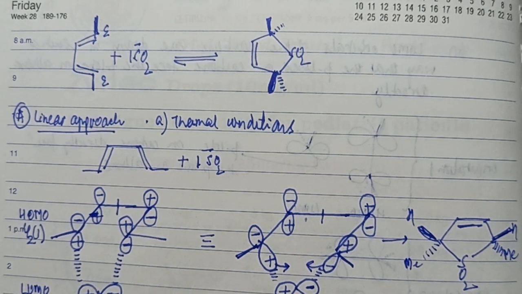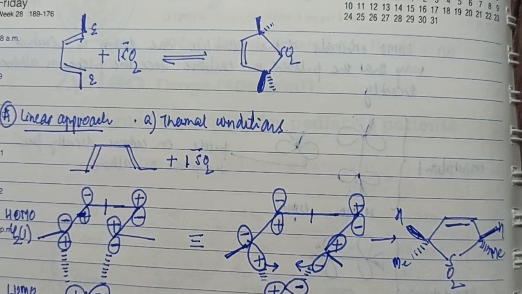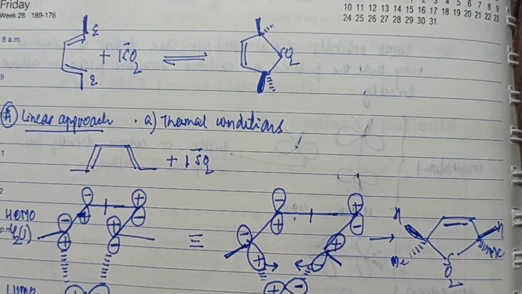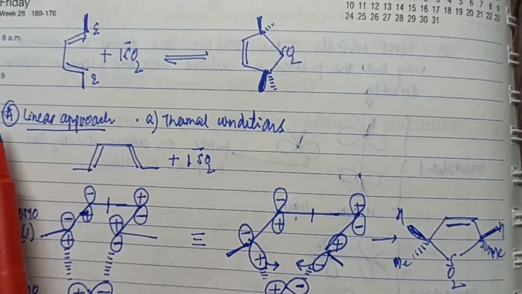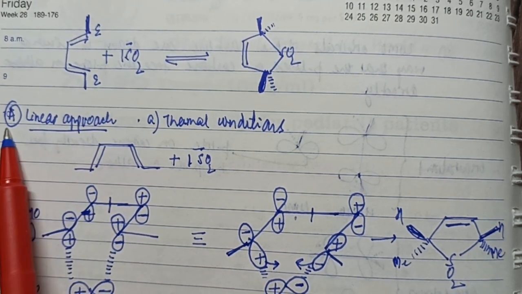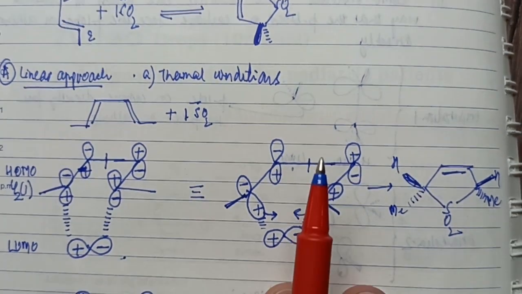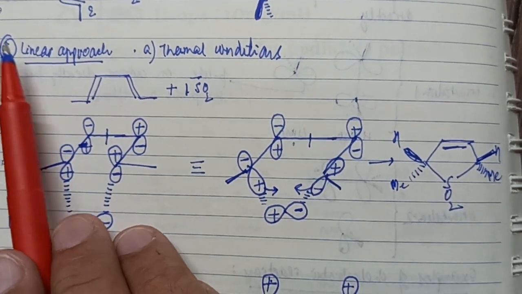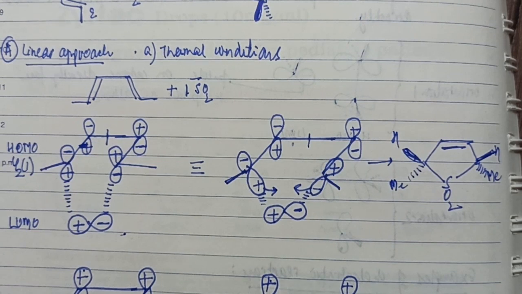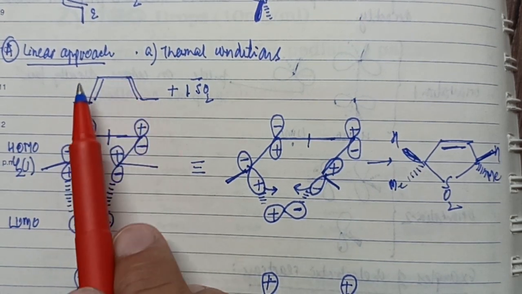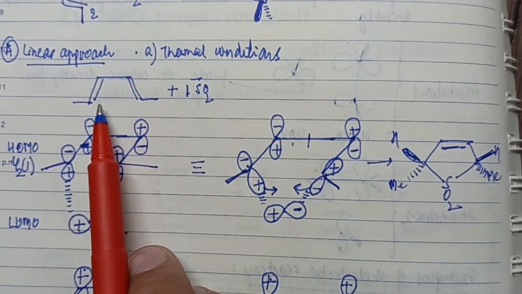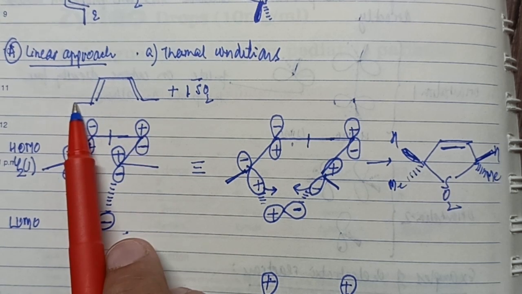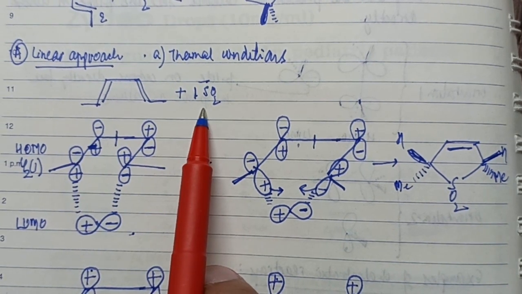Let's say they add to sulfur dioxide; let's consider all the various possibilities of the approach. We'll start with A, the linear approach, and then we'll talk about B, the non-linear approach. Now let's start with the linear approach under thermal conditions. This is my molecule, my hexa-2,4-diene, in which both methyls are in this position. This adds to sulfur dioxide.